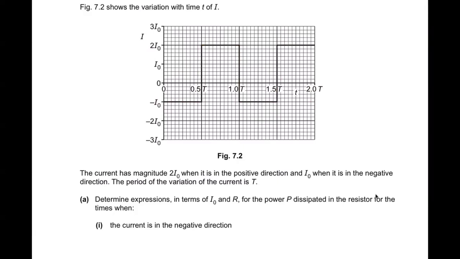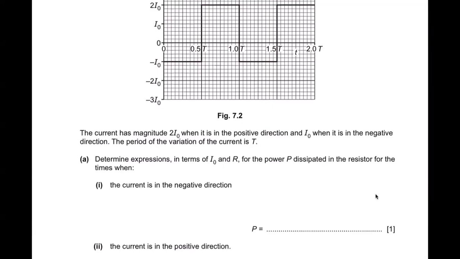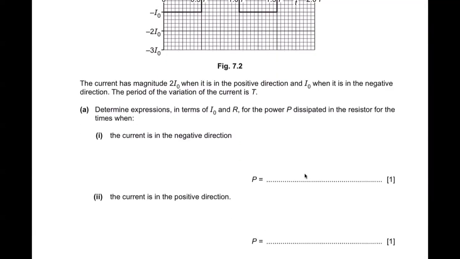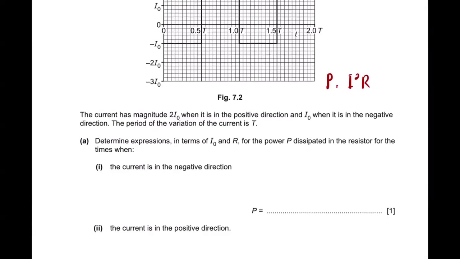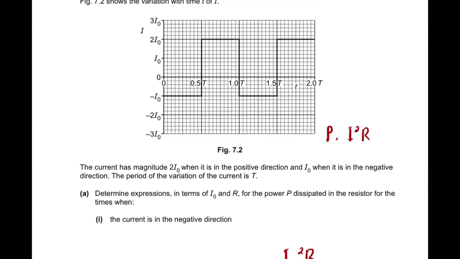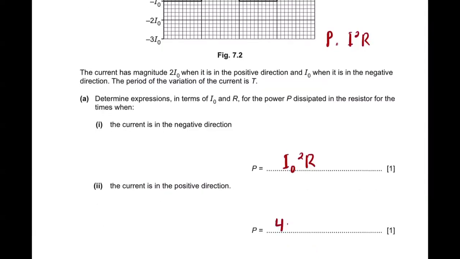Determine expressions in terms of I naught and R for the power dissipated when the current is in the negative direction, and when the current is in the opposite direction. So first of all, I know that the direction won't make any change, if I also remember the expression P equals I squared R, right? So with current in the negative direction, it's just going to be minus I naught squared R, but the square of a negative number is also positive. So this is I naught squared R. In the positive region, it's going to be 2 I naught squared R, so the square of 2 I naught would become 4 I naught squared multiplied by R. Yeah?